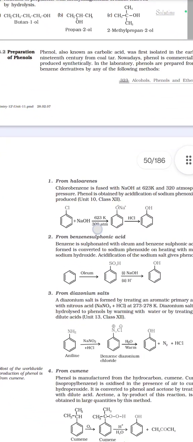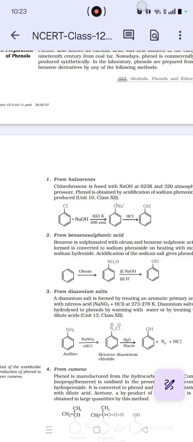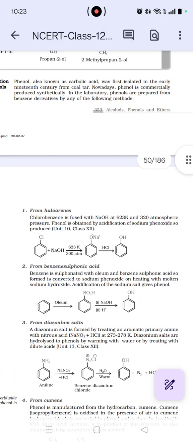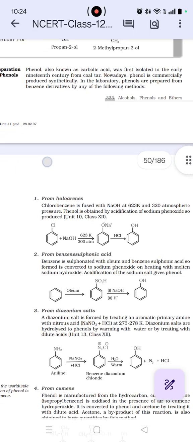11.4.2 Preparation of phenol. Phenol, also known as carbolic acid, was first isolated in the early 19th century from coal tar. Nowadays, phenol is commercially produced synthetically in laboratory. Phenols are prepared from benzene derivatives by any of the following methods.